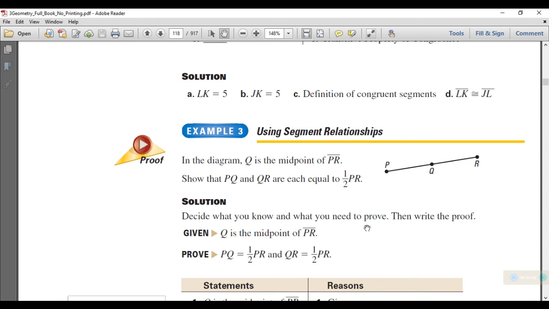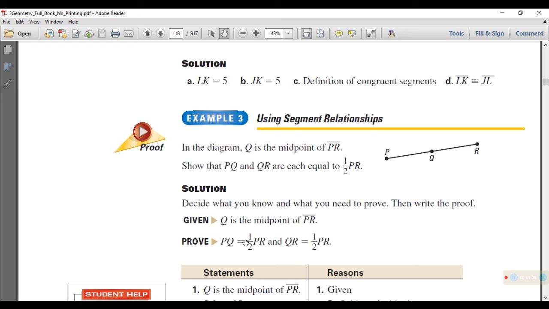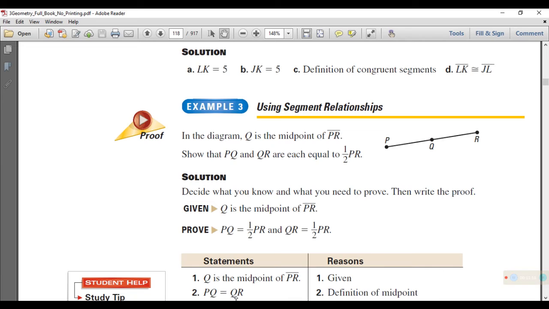Then, write the proof. So, for the given, ito siya. Nakasulat na dito, Q is the midpoint of PR. Ano yung kailangan natin i-prove? Ito, yung show that PQ and QR are each equal to 1/2 PR. So, PQ is equal to 1/2 PR and QR is equal to 1/2 PR. So, start tayo for the outline. We will start with the given. Lagi, Q is the midpoint of PR. Given. Yan. Pangalawa, PQ is equal to QR. Definition of midpoint. Na-discuss natin yan before nung nagko-compute tayo ng midpoint X sub M at saka Y sub M.